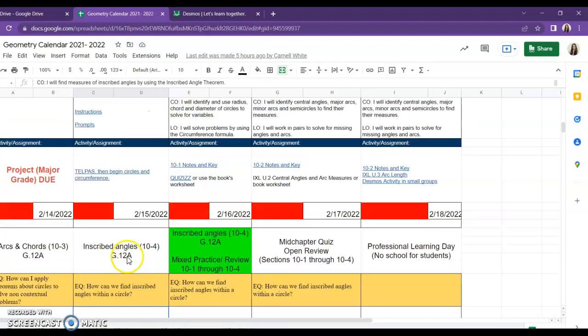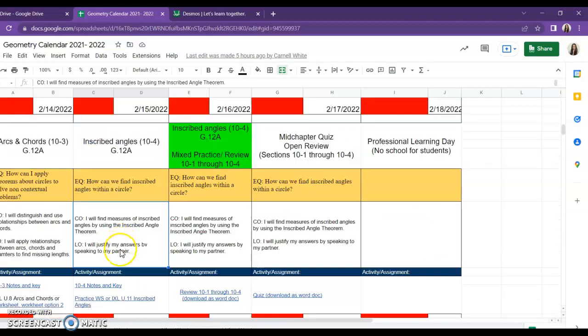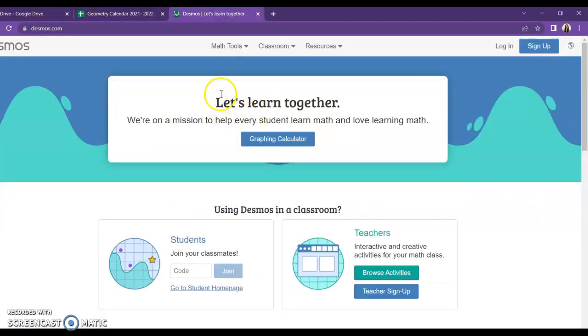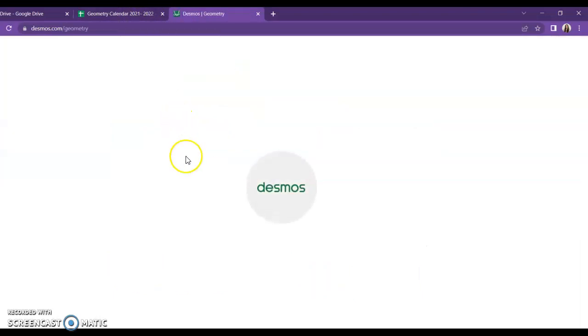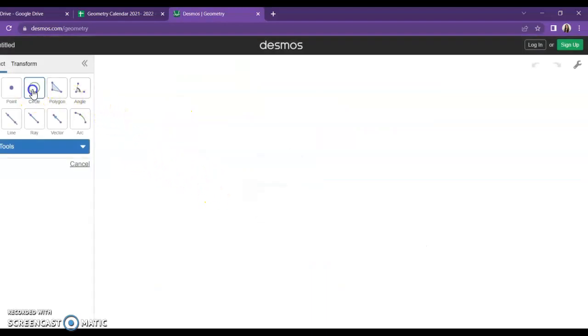So this is just general content and language objectives. Now, my objective for the day was different than my team's in that I incorporated technology with it. Yesterday, I had my students go to Desmos.com. They selected math tools, geometry tools. Now, the objective is to find the inscribed angles within a circle.